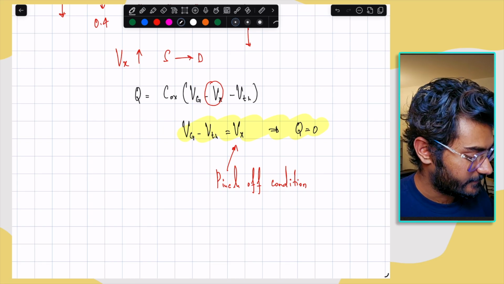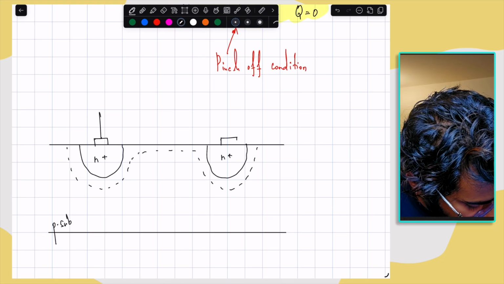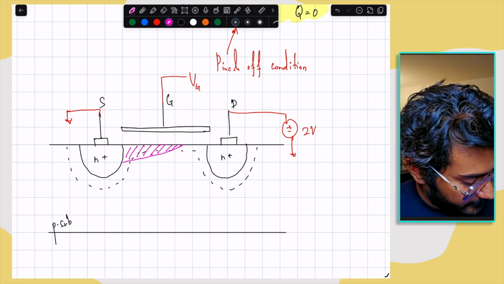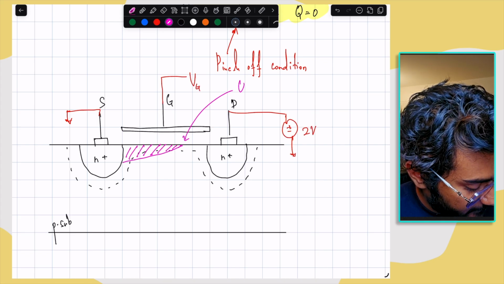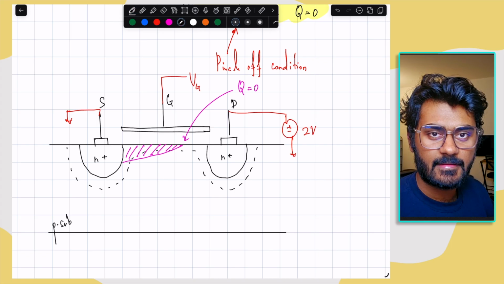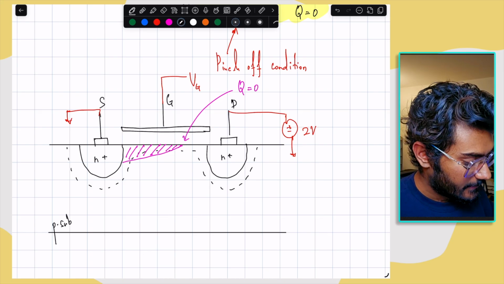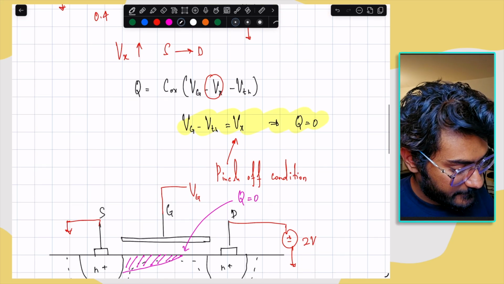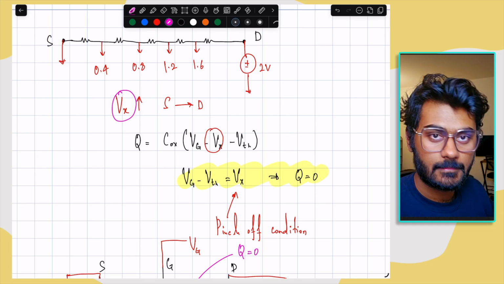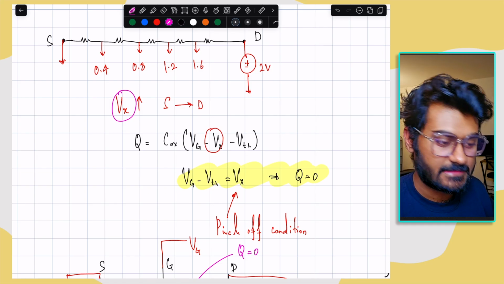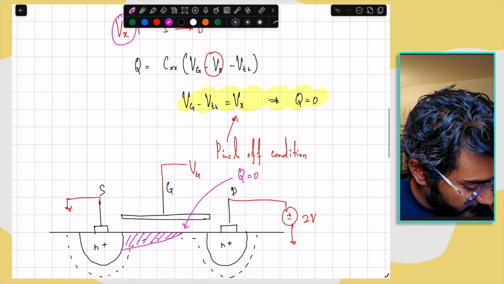So if we take a look at the cross section again and see how the charge is getting distributed, we see something like this. And at this point, the charge becomes equal to 0. So as we increase this drain source voltage, this Vx increases. And once this Vx increases, the point at which the total charge becomes 0 starts moving towards the left.